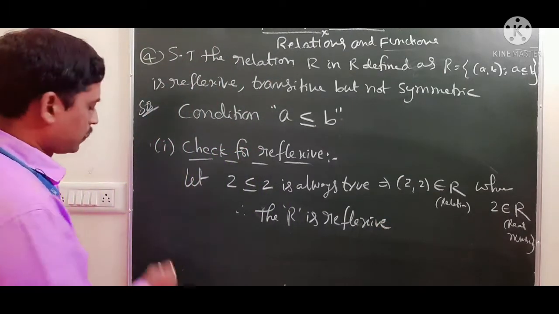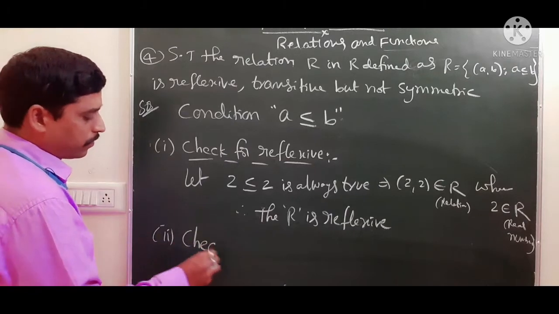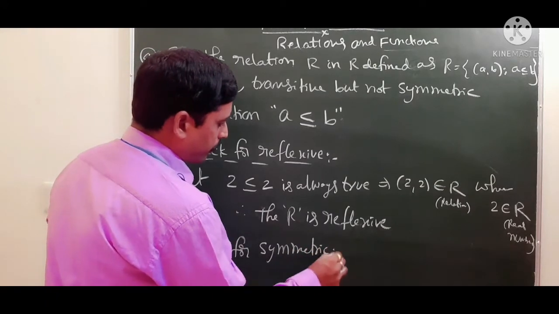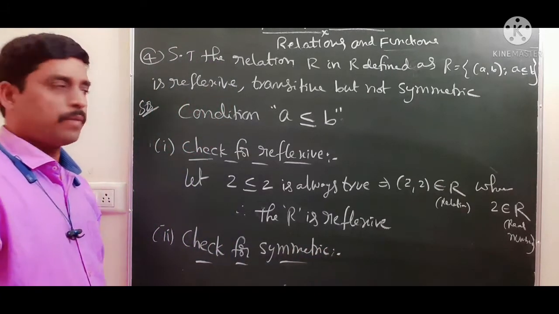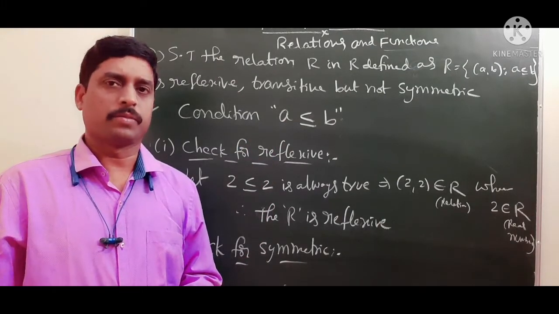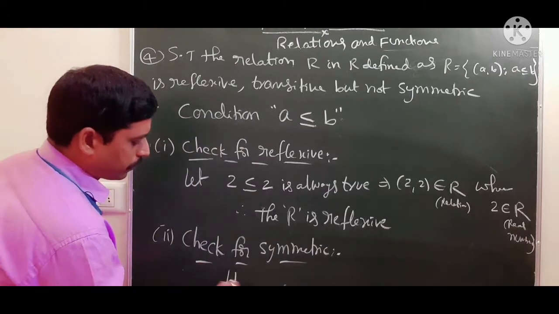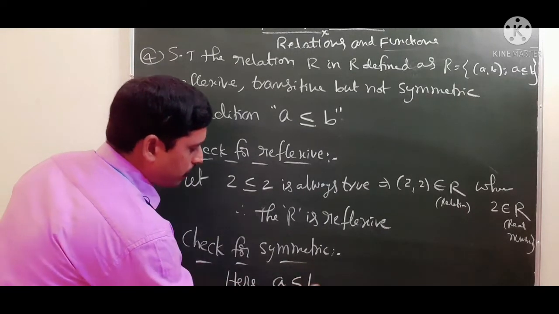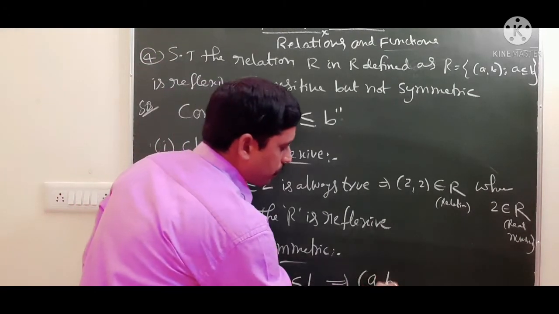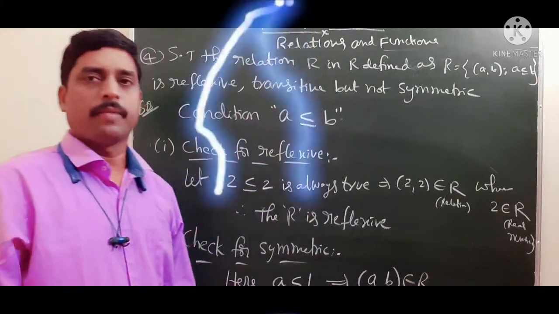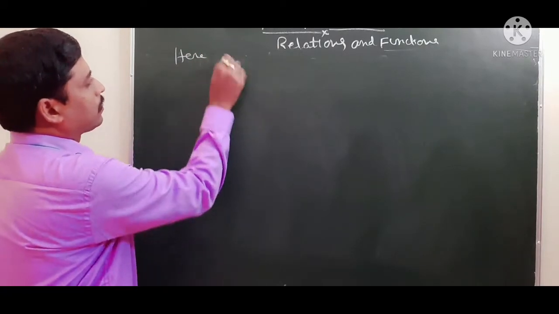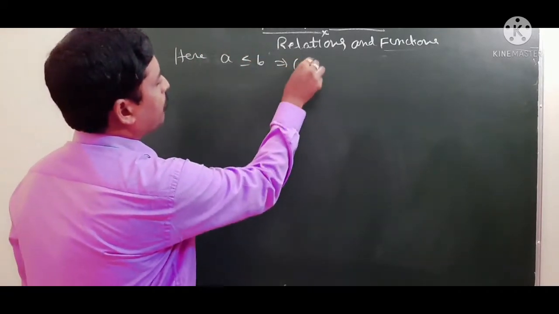Second one, check for the symmetric property. What is the symmetric property? If (a, b) belongs to R, that implies (b, a) also belongs to R. Here, a less than or equal to b, that implies (a, b) belongs to R. Here, a less than or equal to b. Therefore, (a, b) belongs to R.